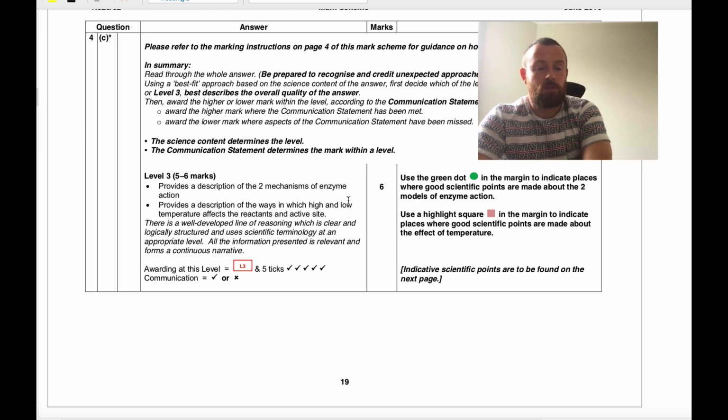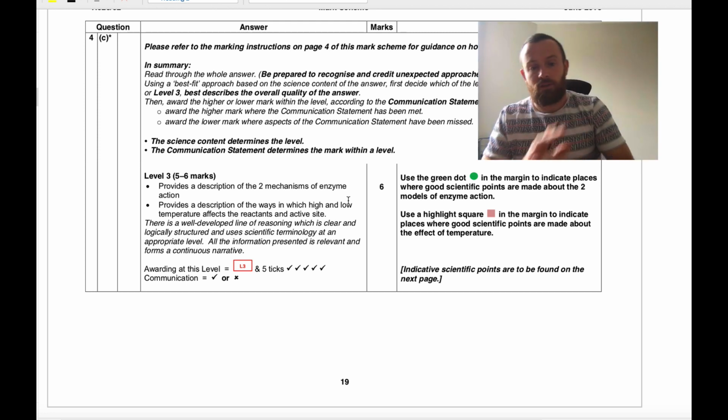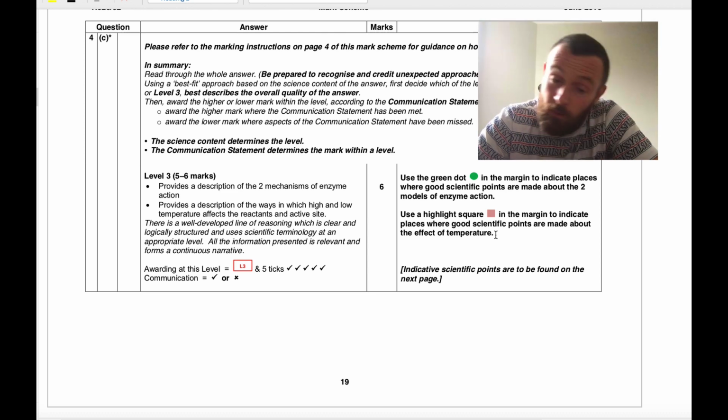Okay, so we'll talk about the levels of response in a minute. But first, I think it's good to look through your answer and look at the types of scientific point that you can make. Now, the mark scheme here says that you should use a green dot to indicate where scientific points are made about the 2 models of enzyme action, and use a highlight square to talk about temperature. So we're dividing up the different points.